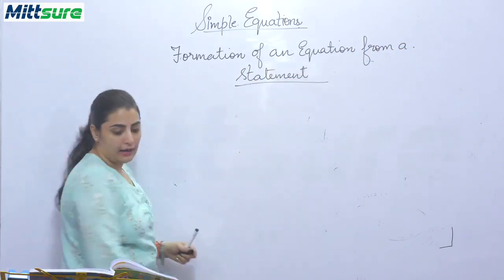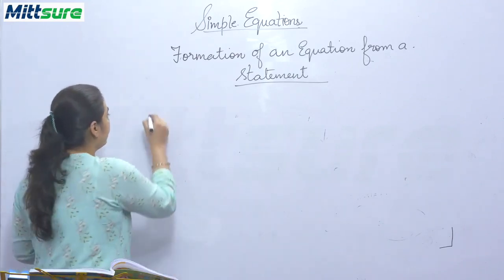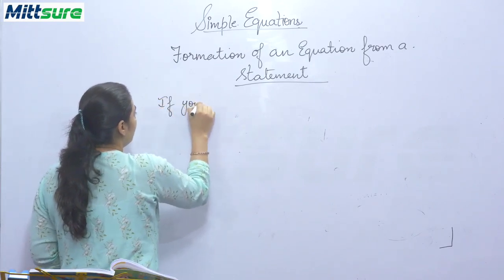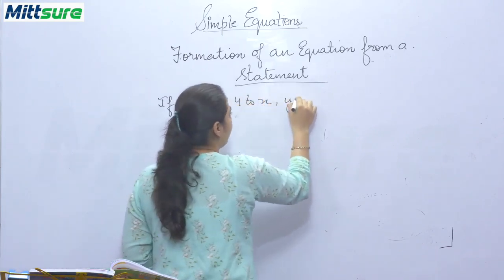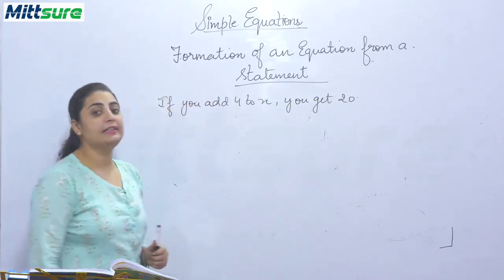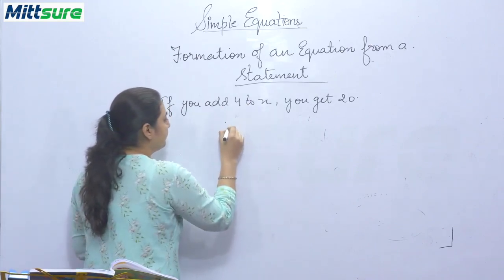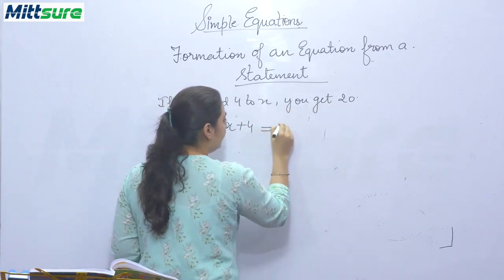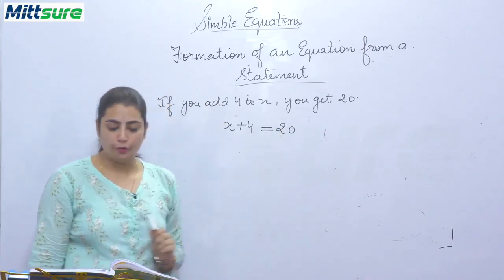For example, I have got: if you add 4 to x, you get 20. So my statement is, if you add 4 to x, you get 20. How are you going to express it in the form of an equation? 4 to x means x plus 4, you get 20. That means it is equal to 20. So this is how an equation is formed.